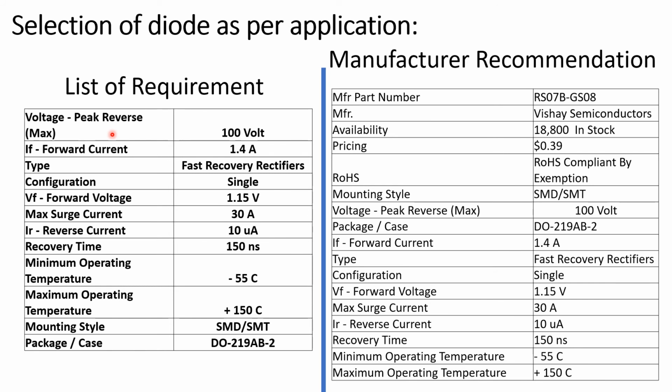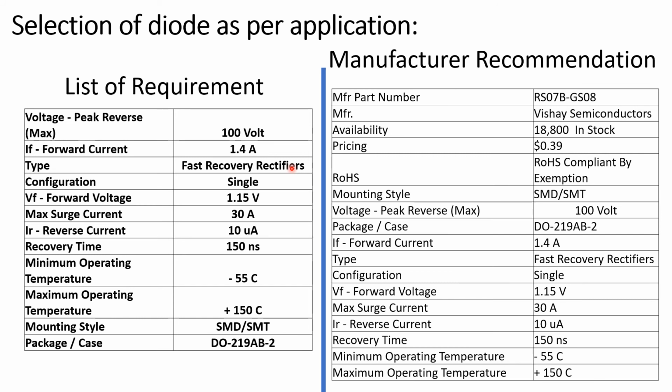Then next is forward current. What are you expecting? What does your entire circuitry demand? Depending on your circuitry demand, you must know what forward current is required to pass through the diode. Or, if this application needs a fast recovery rectifier, meaning any circuitry where you are doing very high frequency switching, then you have to select a fast recovery rectifier. But a general rectifier will take more time.